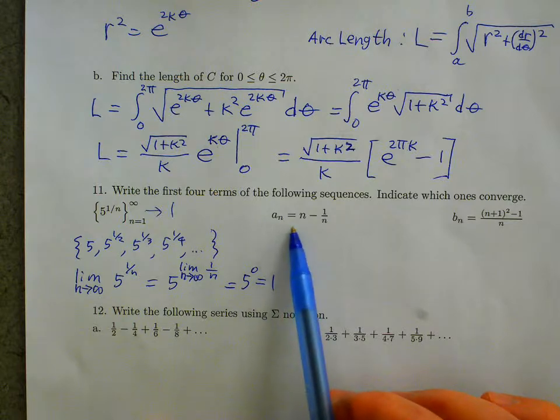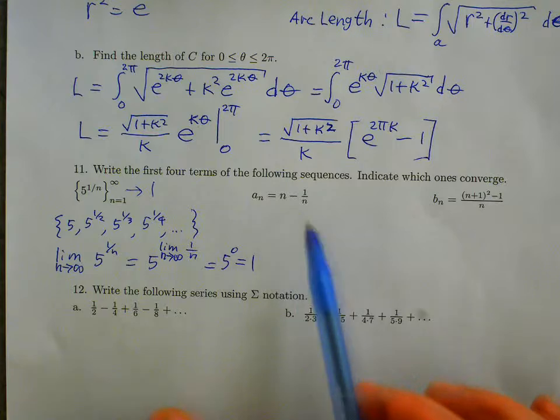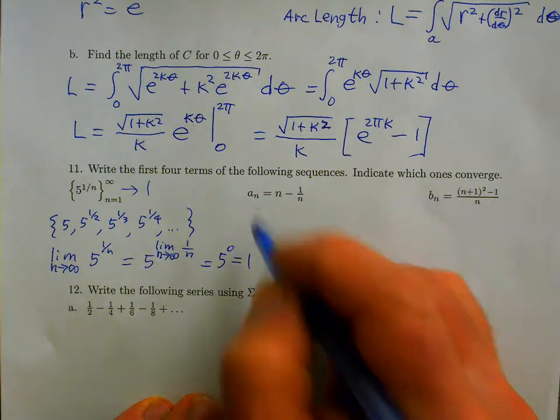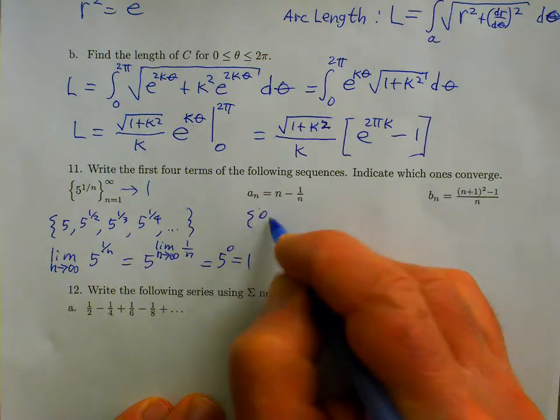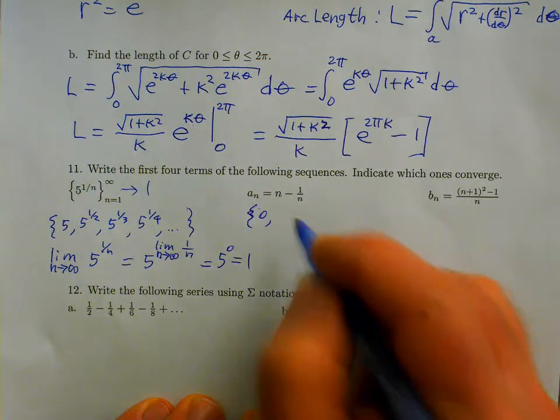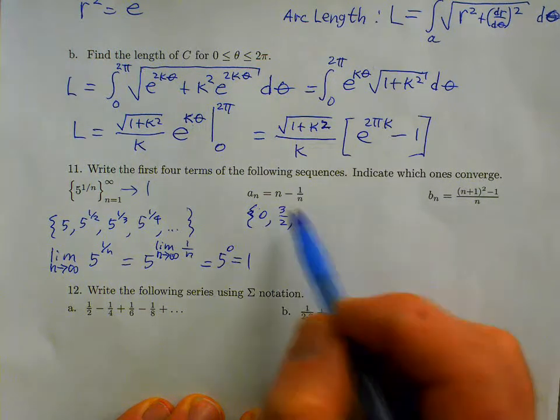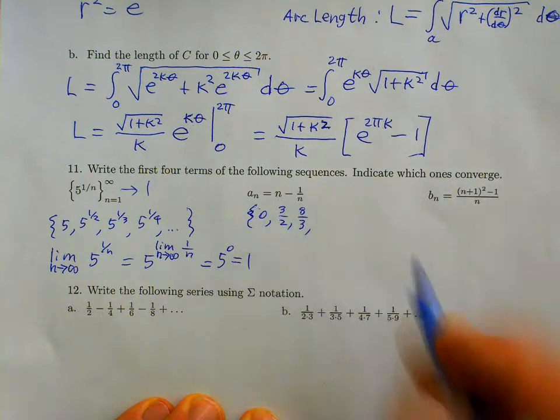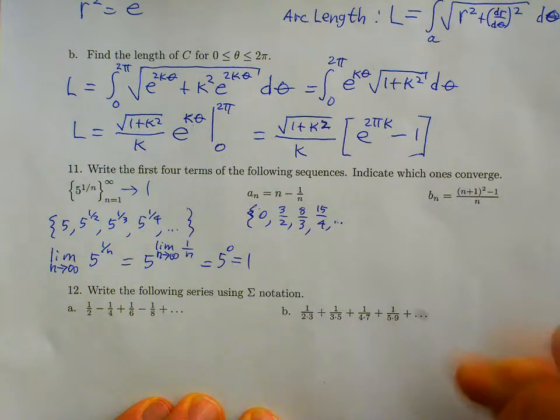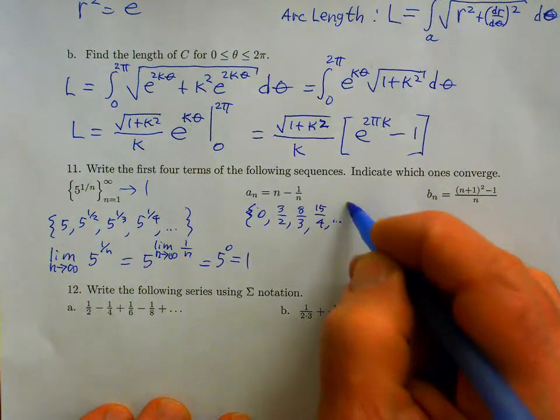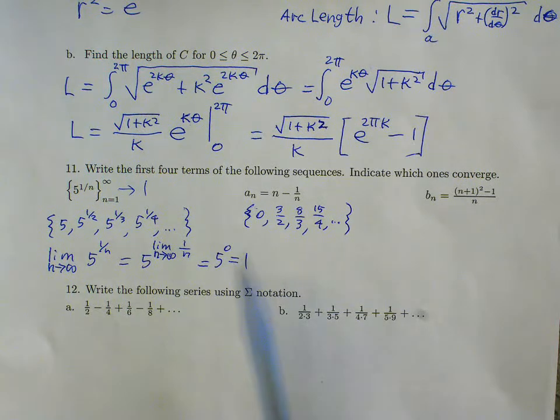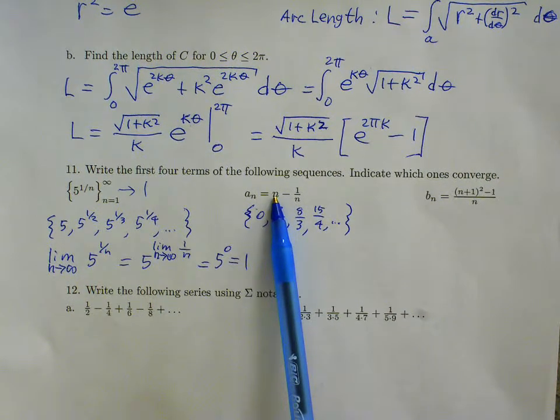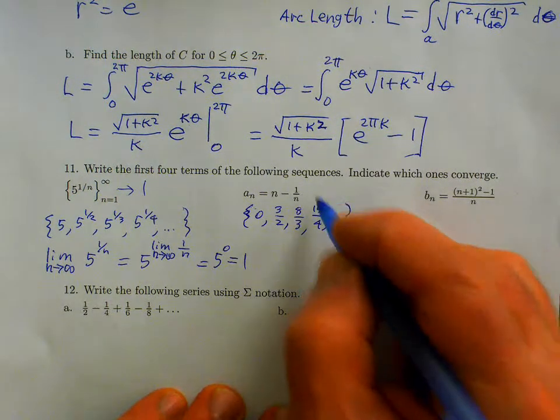Okay, the next one, this is just sort of an exercise of endurance, of tediousness. The first 4 terms: when n is 1, 1 minus 1 is 0. When n is 2, 2 minus 1/2 is 3/2. When n is 3, 3 minus 1/3 is 8/3. When n is 4, 4 minus 1/4 is 15/4, and so on. So does that sequence converge? Well, just look at the first term. Even though 1/n goes to 0, as n approaches infinity, n approaches infinity. So this one diverges to infinity.